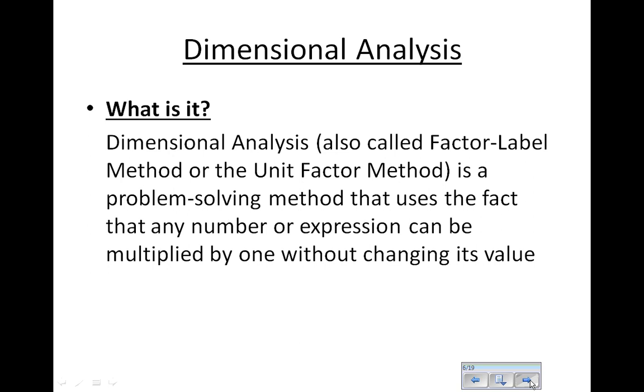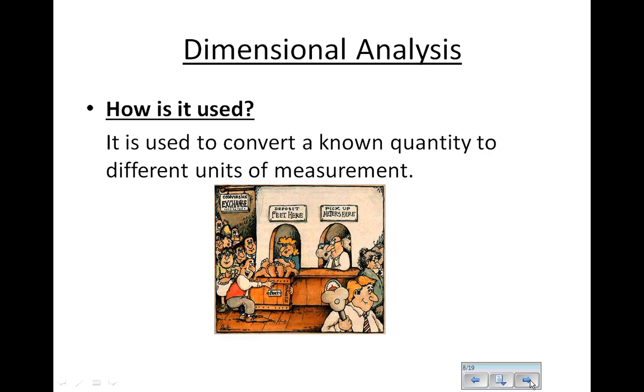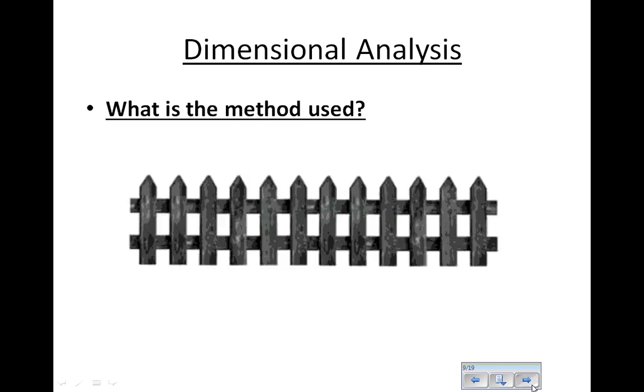Dimensional analysis, also called the factor label method or the unit factor method, is simply a problem-solving method that relies on the fact that any expression can be multiplied by 1 without changing its value. We use it to convert a known quantity from one unit of measurement to another. Back to our example, we can start with feet and end up with meters.